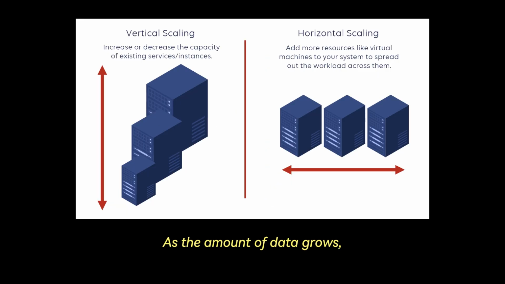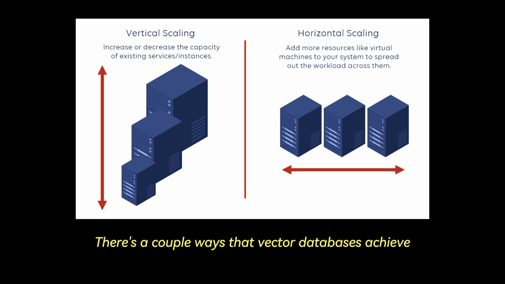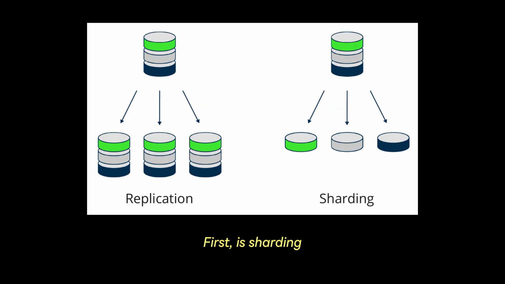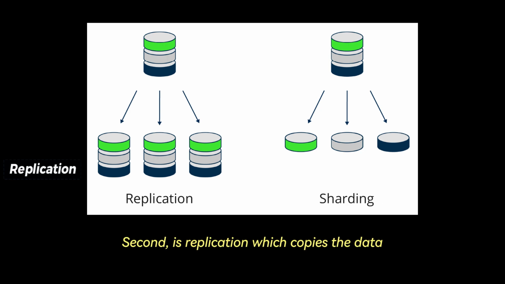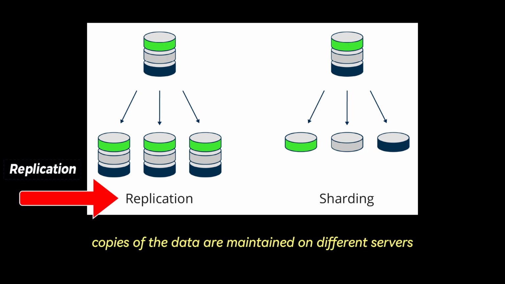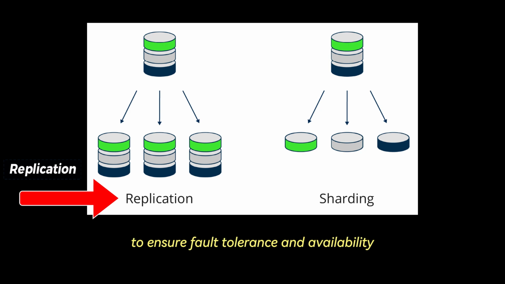As the amount of data grows, vector databases have to scale efficiently to handle millions or even billions of vectors. There's a couple ways that vector databases achieve this scalability. First is sharding, in which the data is split across multiple machines or servers to distribute the load and make searches faster. Second is replication, in which copies of the data are maintained on different servers to ensure fault tolerance and availability.